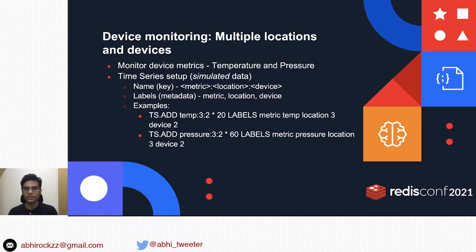And the labels which we are adding here in this case are metric, which happens to be temp, just short for temperature, location, which, like I said, is location number 3, and device number 2. And the same goes for pressure. So pressure:3:2 represents the pressure metric for device number 2 in location 3. I hope that makes sense and helps set the context in terms of what you want to see in the demo.